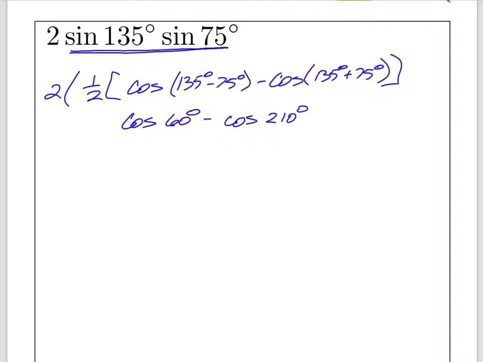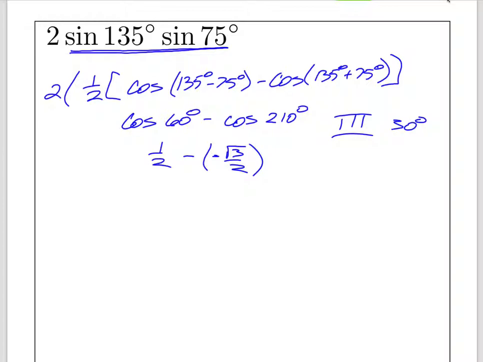Okay. We should be able to evaluate both of those. What's cosine of 60? 1/2. And what do I need to be able to evaluate cosine of 210? Okay, so what's my quadrant? 3. What's my reference angle? 30. So what's cosine of 30? Square root of 3 over 2. And what's cosine in the third quadrant? Negative.